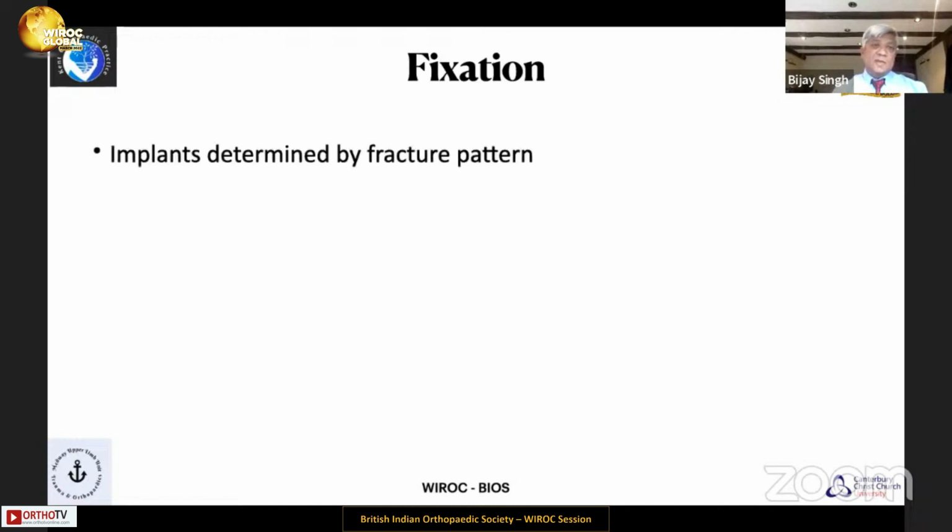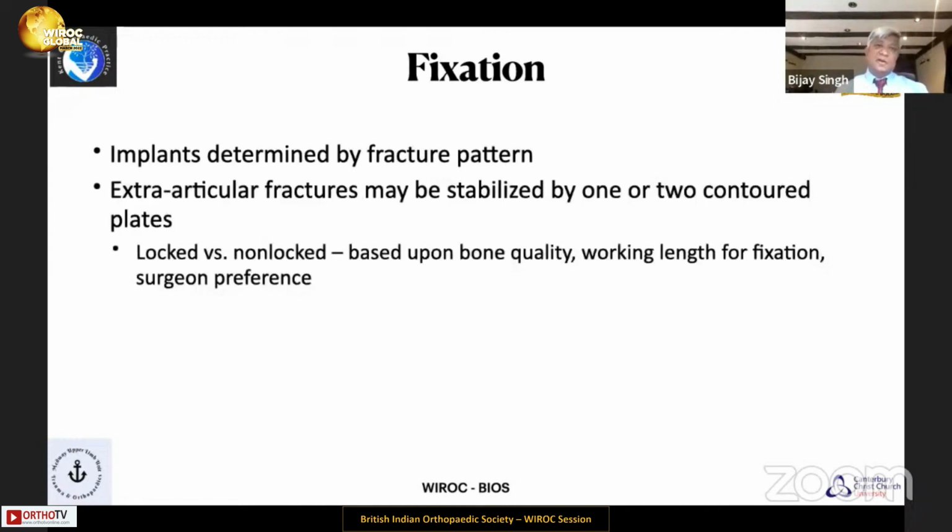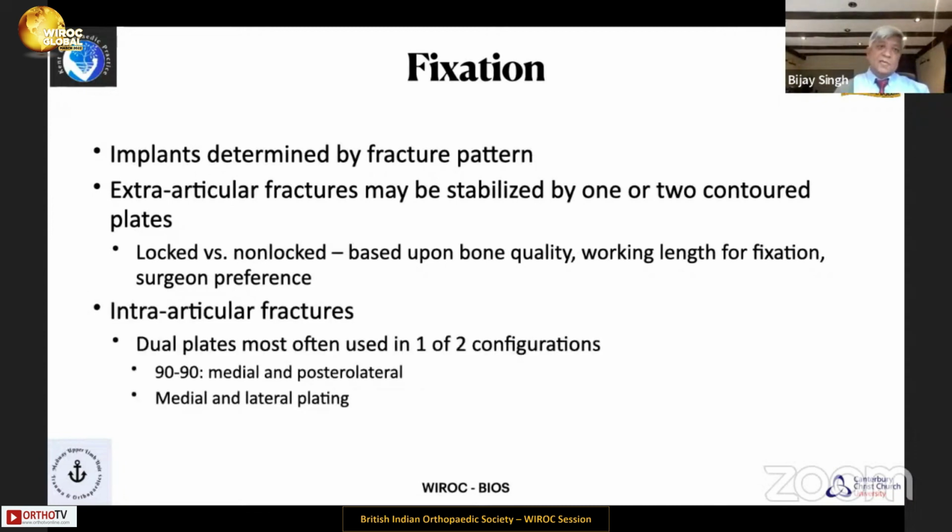Fixation-wise, the implant is partly determined by the fracture pattern. For an extra-articular fracture, you may need to use one or two contoured plates. These days, locking plates make life easy. For the intra-articular fractures, I would certainly suggest that you need dual plates, and then whether we put 90-90 or a parallel plating is the question.